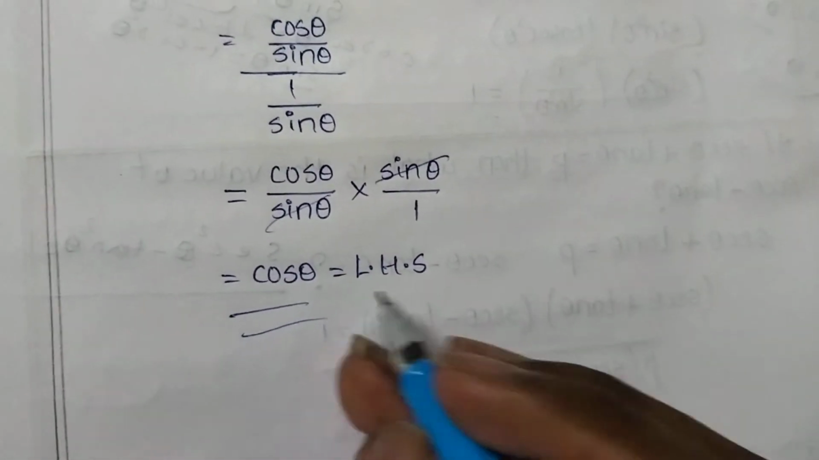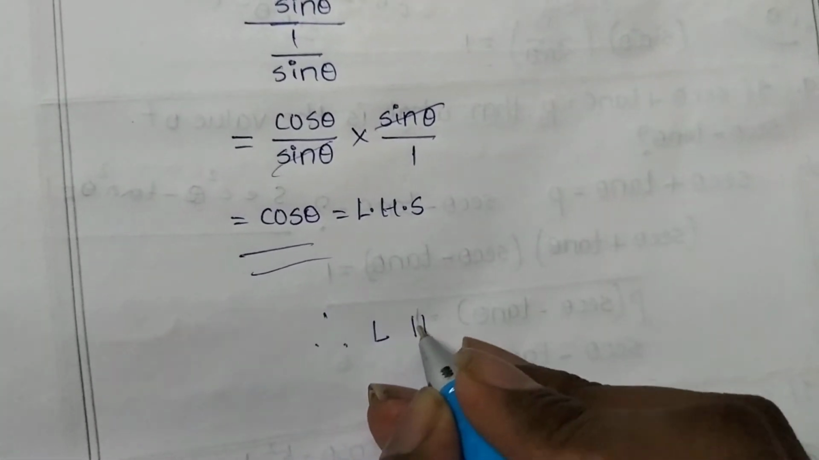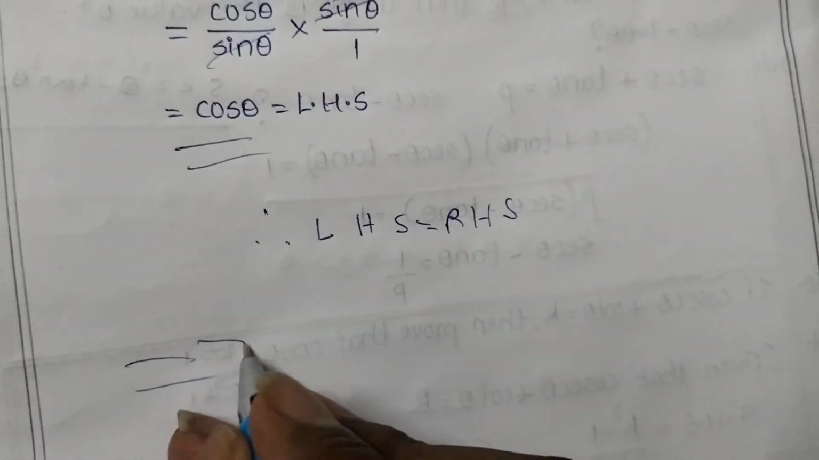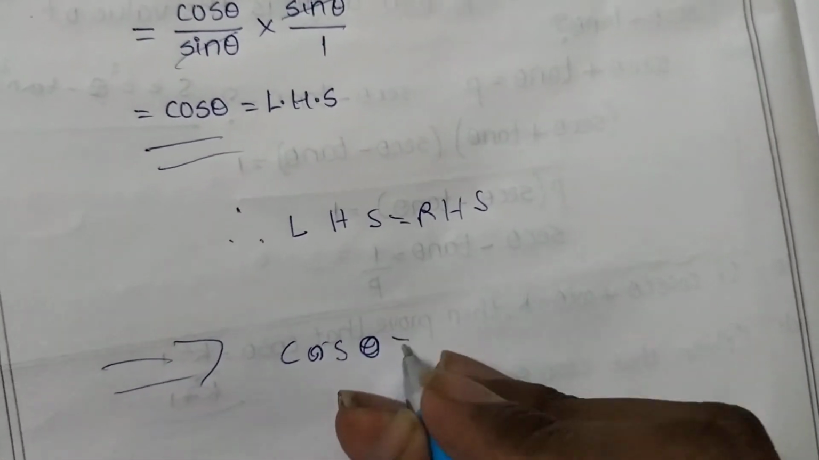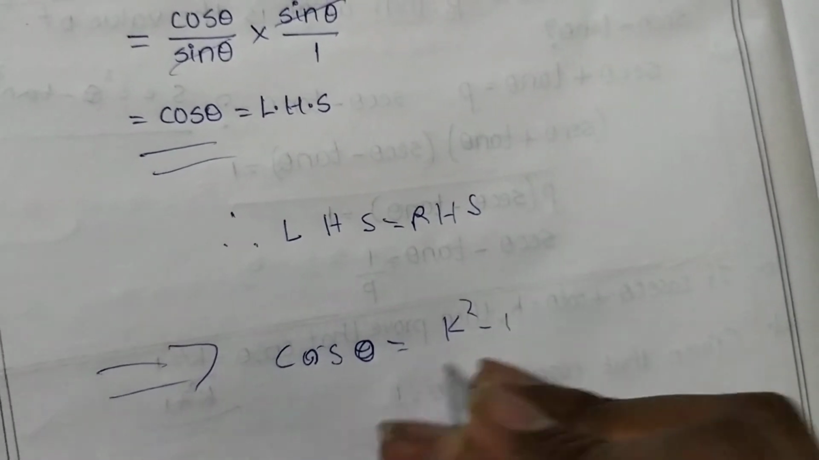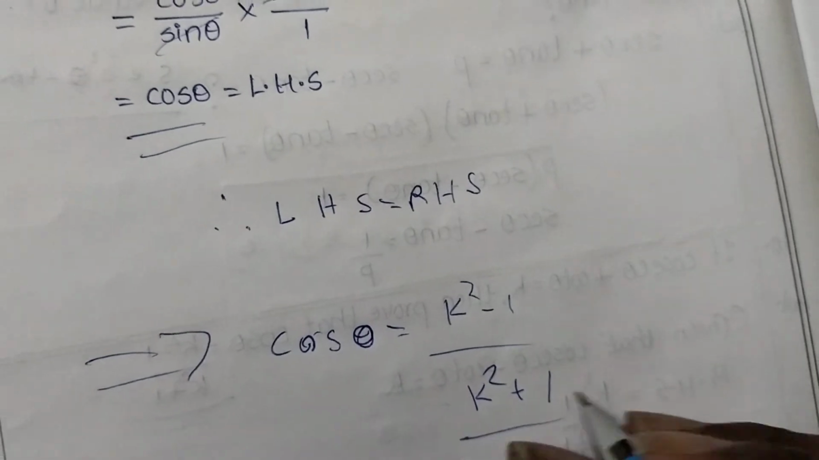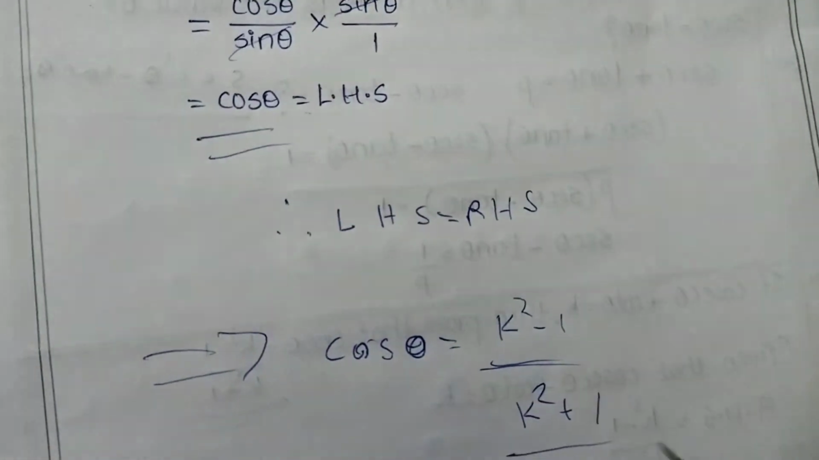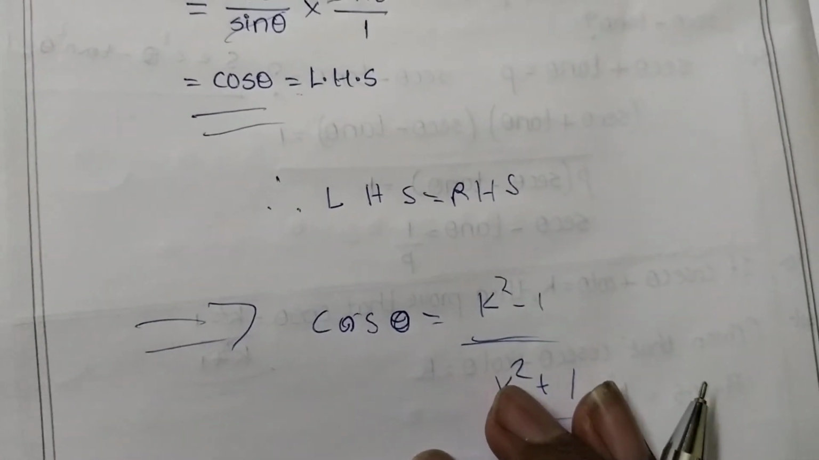So cos theta, that one is LHS. Therefore LHS is equal to RHS. That implies cos theta is equal to (k square minus 1) by (k square plus 1). Why? Because we got (k square minus 1) by (k square plus 1) also as cos theta. So that one is LHS. So we proved it. This is the solution for this question.